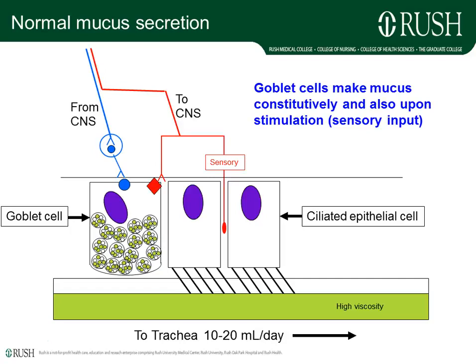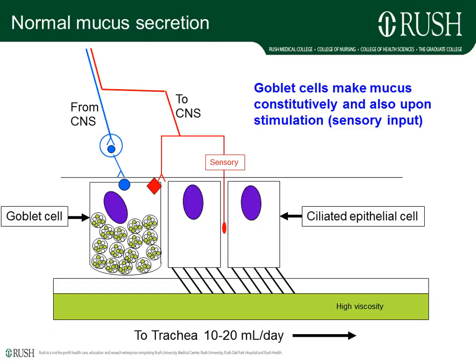So let's take a quick look at how normal mucus secretion occurs, and then we can look at a couple of examples of what might go wrong. Normally, goblet cells make mucus constitutively. That means they're always making some and secreting it as it goes. They can also secrete upon stimulation.